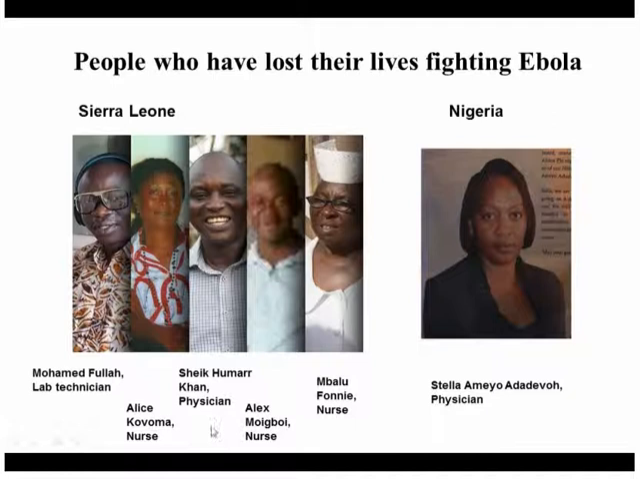Mbarufuni, Alex Mudboy and Alice Corona were nurses. They got infected, taking care of people, and they died. Mohammed Fuller was a lab technician. Many members of his family were killed. It's not clear whether he got infected at home and was killed, or whether he caught the infection at work and infected his family members. Dr. Sheikh Umar Khan, this guy was the leader of the hemorrhagic fever unit in Sierra Leone. This was their number one top infectious diseases guy. He got killed by the infection.